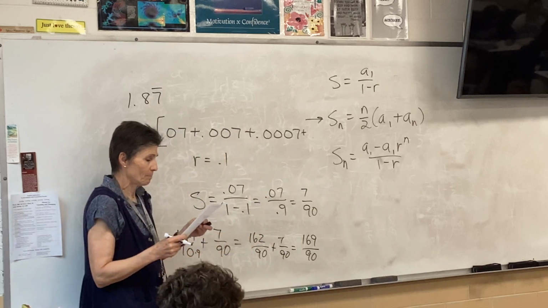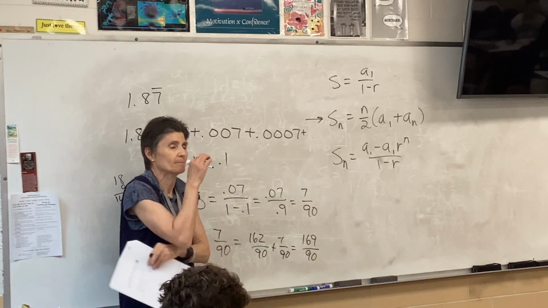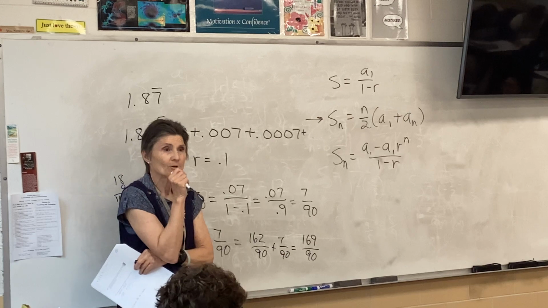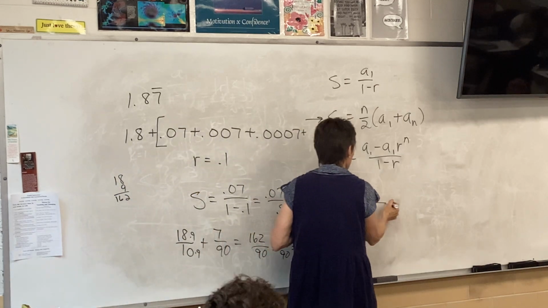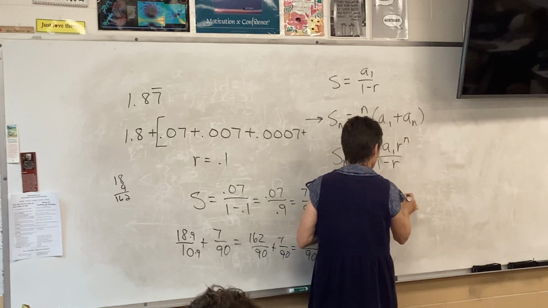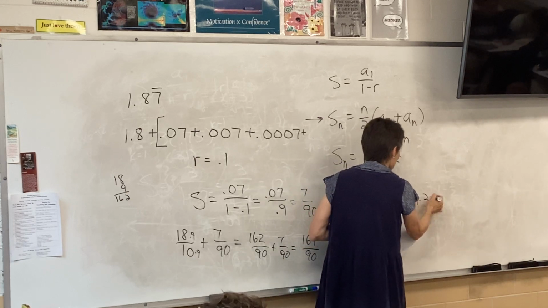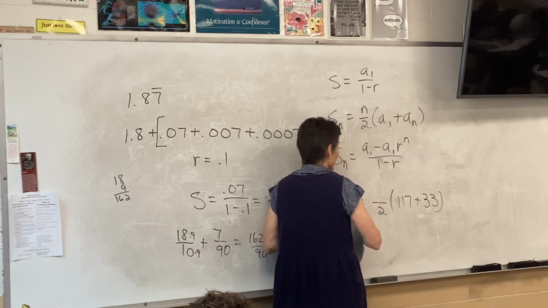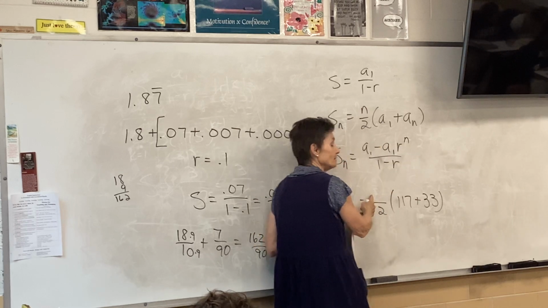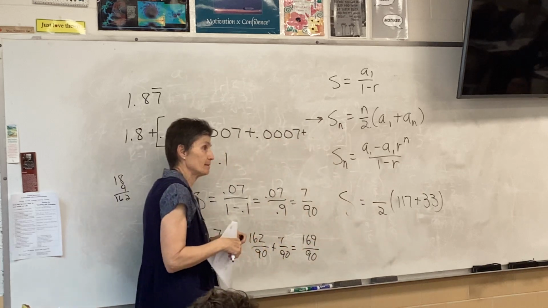There's a critical piece of information missing. How many terms? I don't know how many terms I have. I know that the first one is 117, and the last one is 33. That's what I need here, first and last. But I have no idea how many I'm adding.